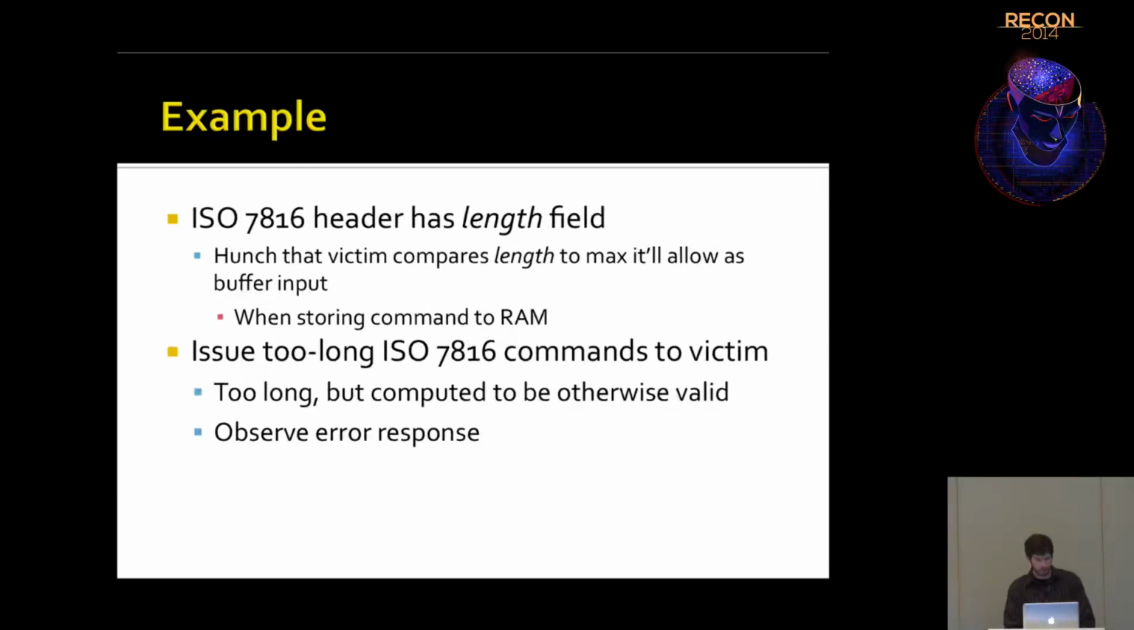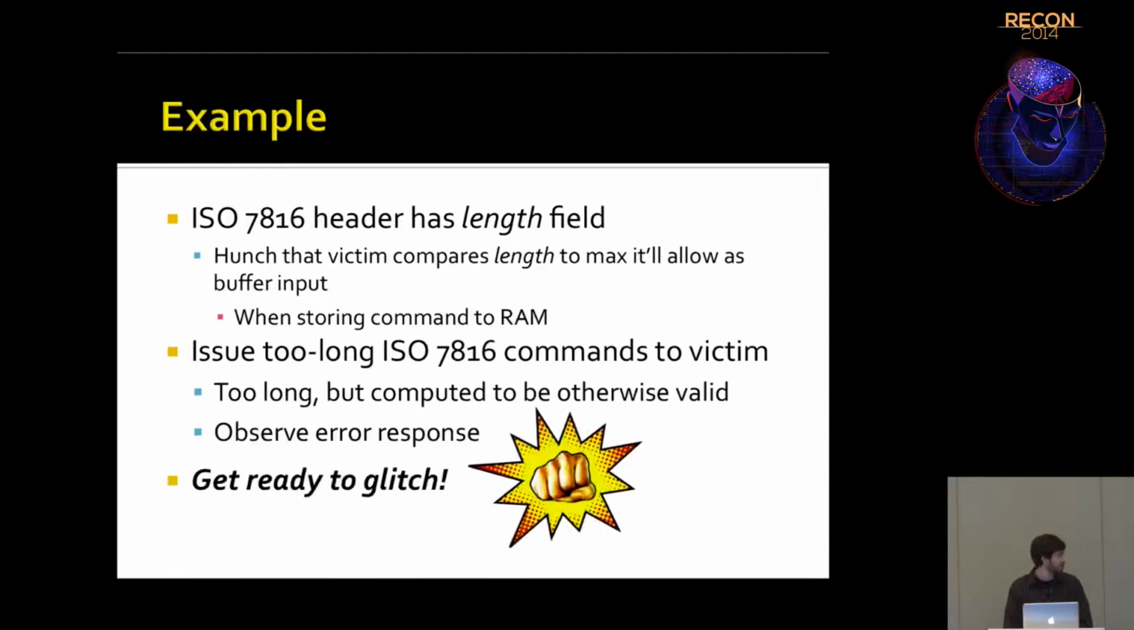And so the next thing, I was reading through the spec, the ISO 7816 header has a length field. So part of this process is you have to make hunches, and sometimes it's a hunch chained to a hunch chained to a hunch that gets you the answer. So mine was that the victim compares the length field to the max that it's going to permit you to store into its receive buffer when it's storing the commands you're sending at it to RAM. So what I did was issue too-long 7816 commands to the victim, but otherwise I made sure the checksums were still good, and watched the error response.